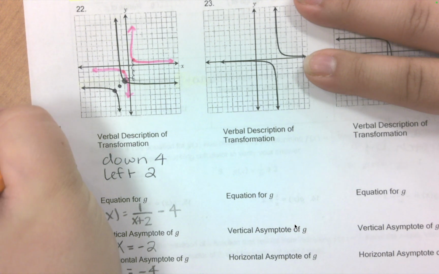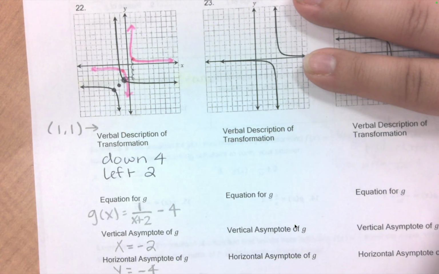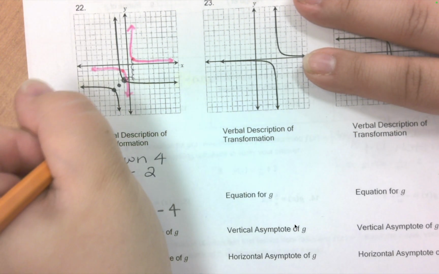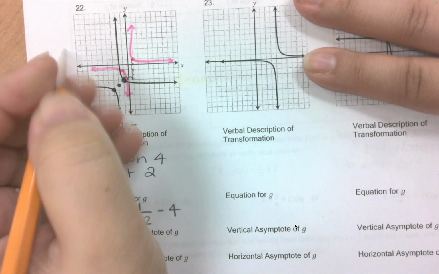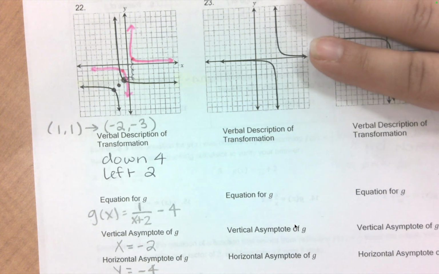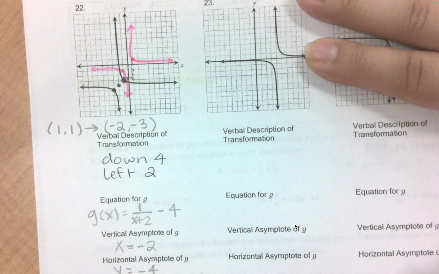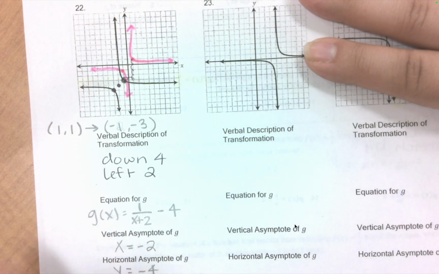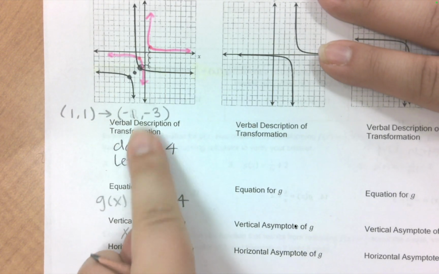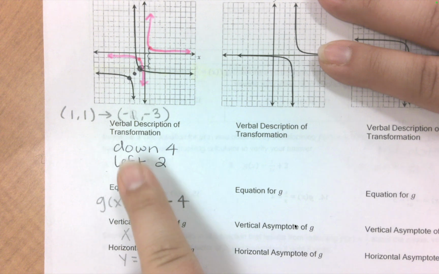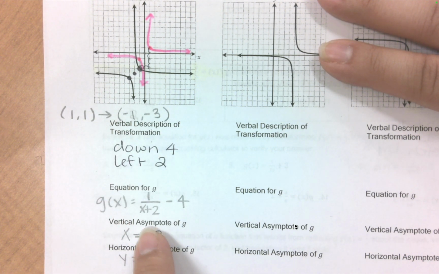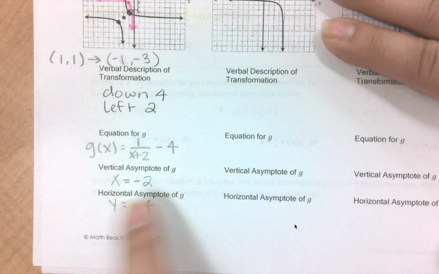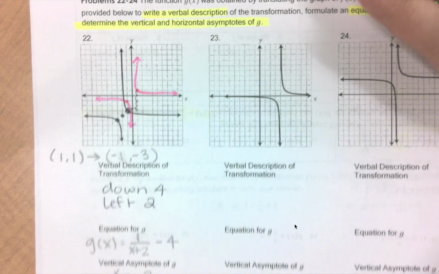So again, point 1, 1 moved to... oh, wait. My bad. So was it 1, 1? It moved to -1, -3. So that's how we know it went left 2 and down 4. This is really all we need to know. If we know this, we put our numbers in the right places, and that's our asymptotes. So make sure you wrote this one down.